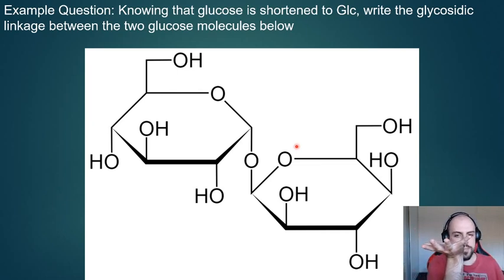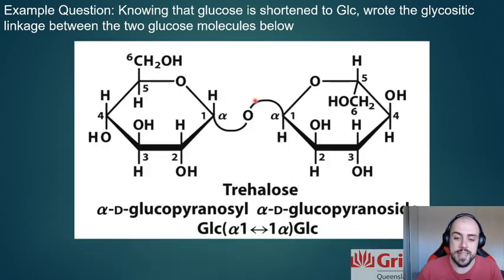It's upside down. So if we're going to count the carbons for this, it's going to be 1, 2, 3, 4, 5, 6. So that's one of my examples here of why it's always important when you're looking at these sugar molecules to always pay attention to whereabouts that oxygen is. It's to help avoid blunders like this in terms of what type of glycosidic linkage we're referring to here.